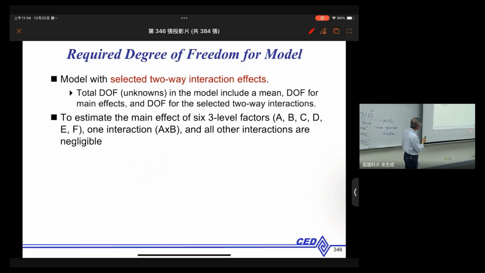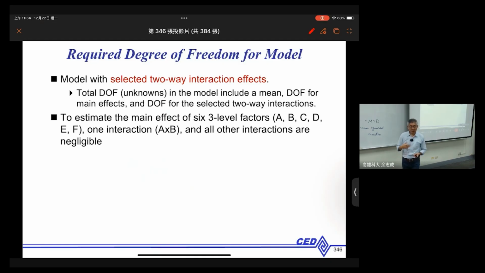If you have an experiment, you have 6 3-level factors. A, B, C, D, E, F are all 3-level. And you only need to consider one interaction, A, B. And the rest of the interactions are negligible, very small. You don't need to consider them. So you only need to consider 6 main effects and 1 interaction.